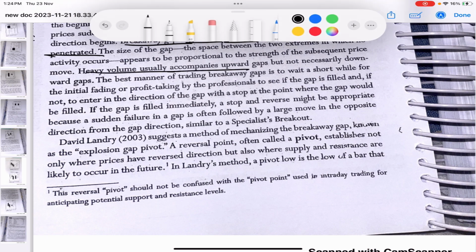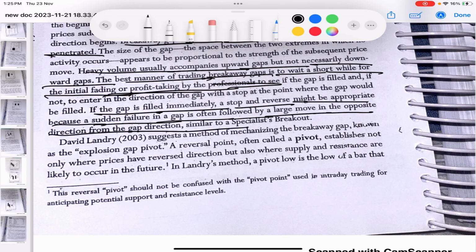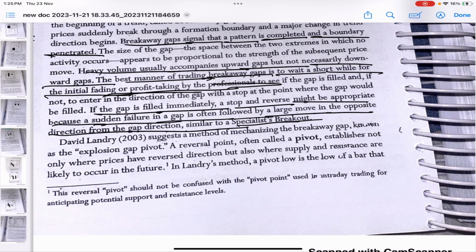Heavy volume usually accompanies upward gaps but not necessarily downward gaps. That usually happens and it is a researched fact. The best manner of trading breakaway gaps is to wait for a while, and you need to wait for profit taking. So you must have observed, especially in the Nifty 50 index, on the days whenever the index opens a gap up, usually the gap gets filled, right? So why does that happen? The gap gets filled because a lot of profit booking takes place. If the gap is filled immediately, a stop and reverse might be appropriate because a sudden failure in gap is often followed by a large move in the direction from the gap direction. So you need to keep that in mind.